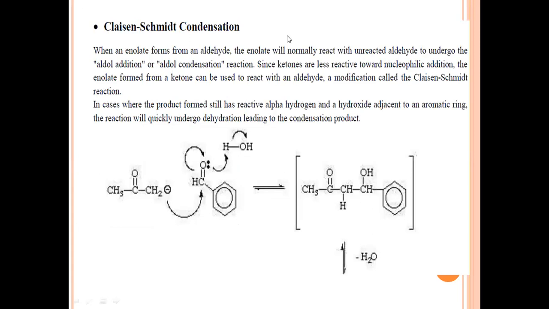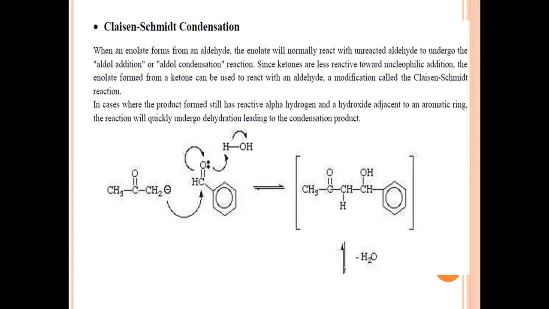Now we are moving towards the third name reaction of the carbonyl molecule, that is Claisen-Schmidt condensation reaction. Now what is the meaning of this Claisen-Schmidt condensation reaction? In this, an enolate ion is formed when an aldehyde molecule reacts with a base. So it is going to form the enolate ion.